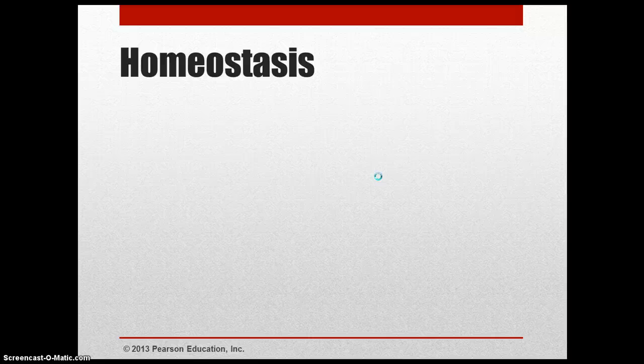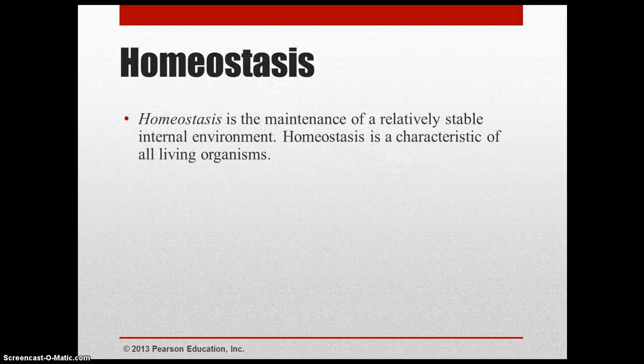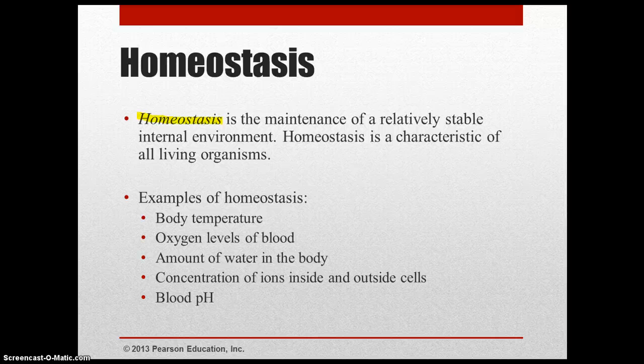And now on to homeostasis. Homeostasis is defined as the maintenance of a relatively stable internal environment, and homeostasis is a characteristic of all living organisms. Some examples of homeostasis include our body temperature, which stays close to about 98.6 degrees Fahrenheit.